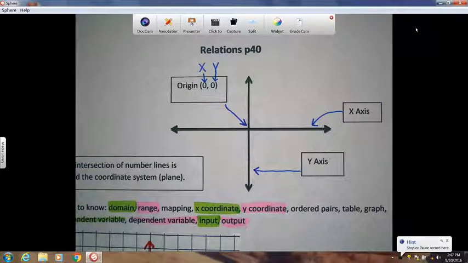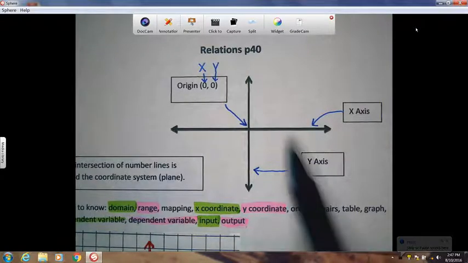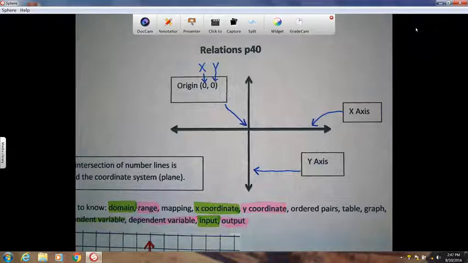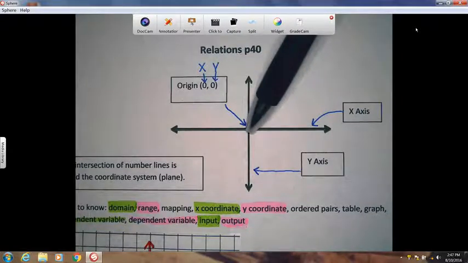Okay, so we're going to look at relations, and I've added some things here on the notes. Make sure you know that this is an ordered pair right here in parentheses. X always comes first and Y always comes second. It's in alphabetical order if that helps you remember. The origin is 0, 0. It's this point right here.